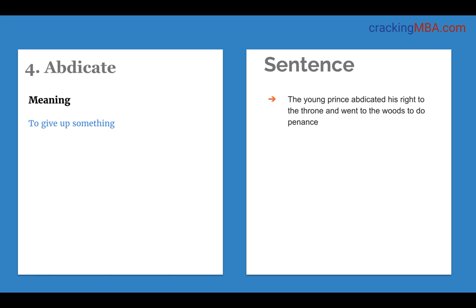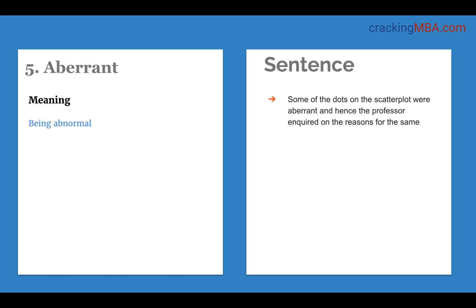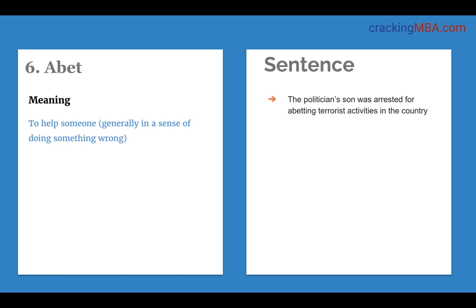Abdicate means to give up something. The young prince abdicated his right to the throne and went to the woods to do penance. Aberrant means being abnormal. So, if there is something that's happening that's not in the normal routine, that means aberrant. For example, the dots on the scatter plot were aberrant, and hence the professor asked for the reasons on the same. Abet means to help in doing something wrong, usually. That's why it's used in that connotation. The politician's son was arrested for abetting terrorist activities in the country.